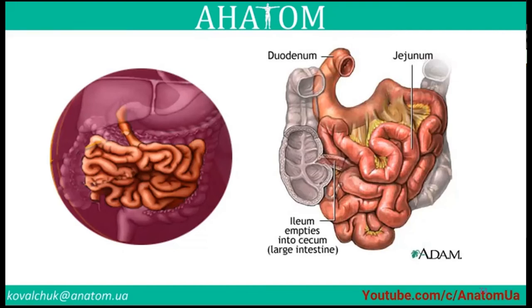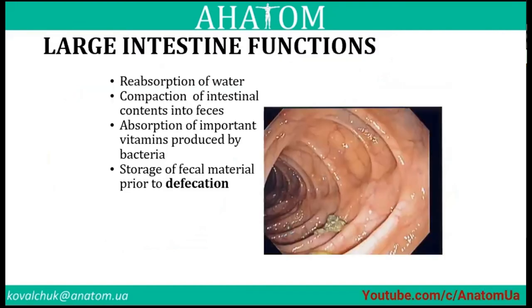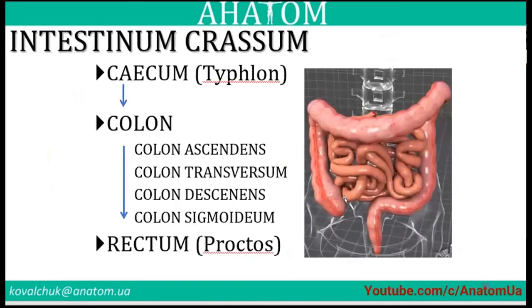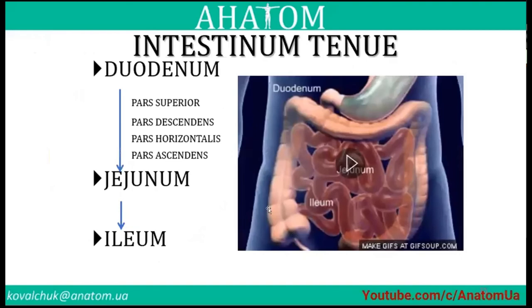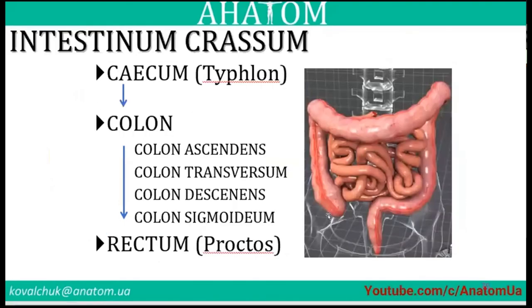Please remember. Next, the large intestine: reabsorption of water, compaction of the intestinal contents into feces, and storage of feces and material prior to defecation. The intestinum crassum, or large intestine, consists of the cecum. The cecum is the first part of the large intestine, here for example in this picture with the appendix.